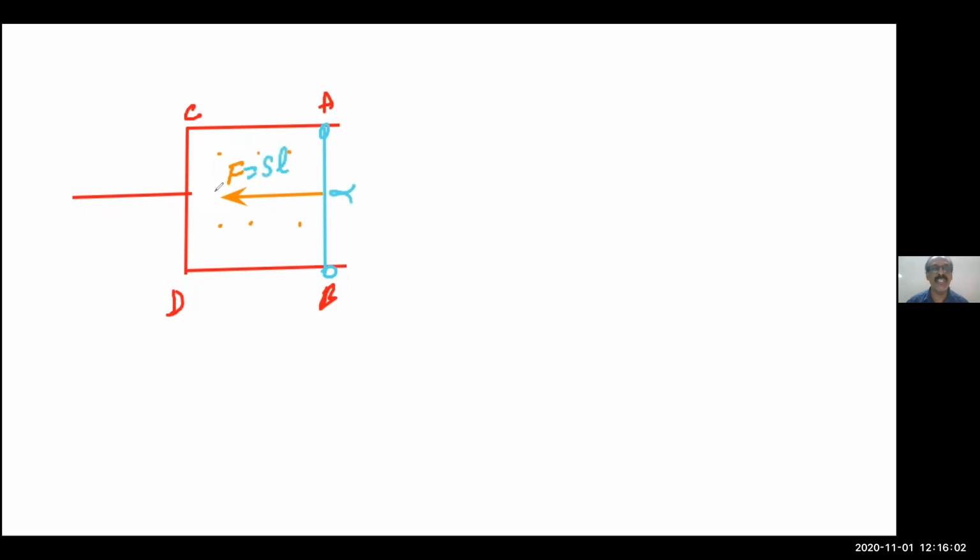This is the force acting on this frame. Because force acting per unit length is known as S, surface tension. Here length L is there. So force acting here is S into L. Any doubt? No, sir. Do you have any doubt in this? No, sir. Now what I'm going to do, by exerting an equal and opposite force by an external agent, this frame is moved.